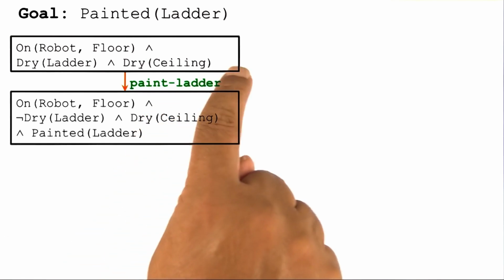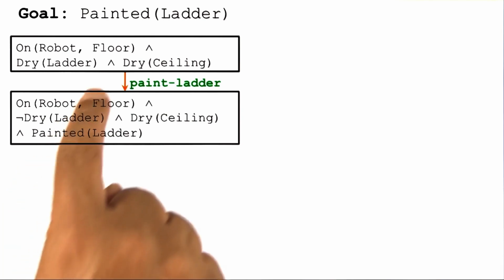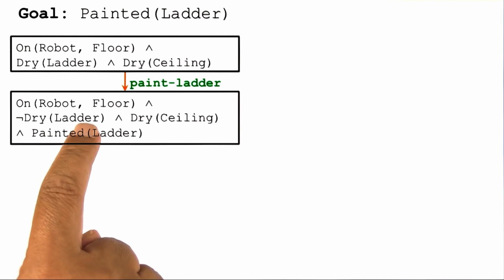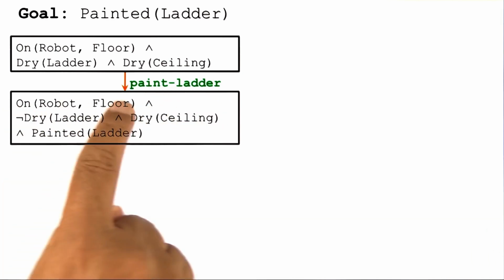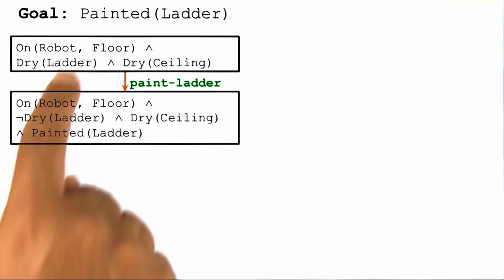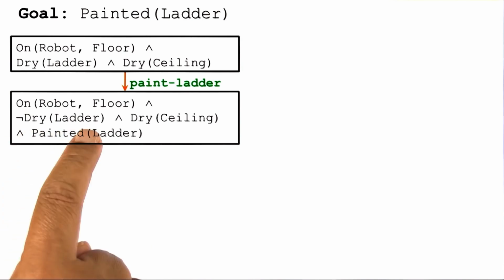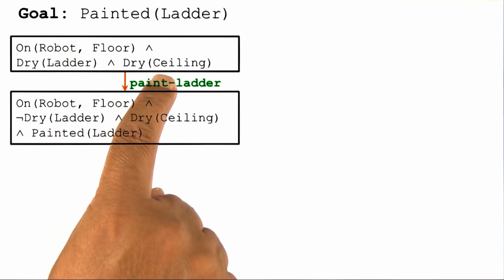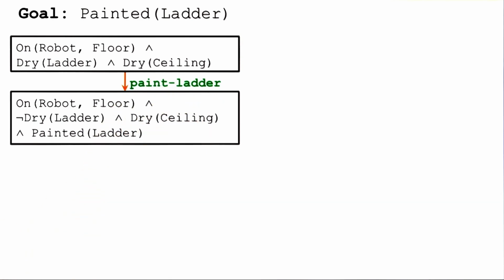When we think of applying the operator paint ladder to the initial state, we get this as the successor state. Painted ladder and not dry ladder are coming from the post conditions of paint ladder. Robot on floor and ceiling dry are being propagated from the initial state. We changed dry ladder to not dry ladder because that was the post condition of paint ladder. We did not change the on robot floor and dry ceiling because paint ladder was silent about them.